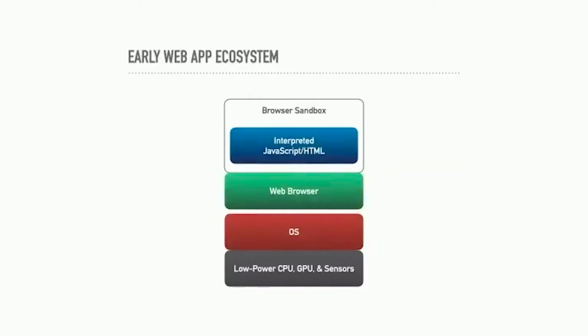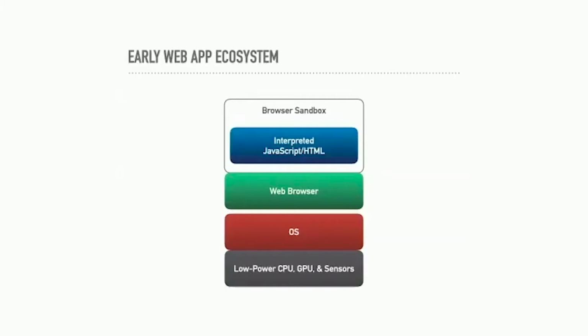When we first developed Lumina for the original iPhone, this is what the web-based ecosystem looked like. You had your low-power CPU, you had your OS, and then you had a web browser running on top of the OS and a browser sandbox where interpreted JavaScript and HTML was isolated and protected for security reasons, but it also prohibited you from creating any interesting or fun or unique app experiences. So yeah, web apps at the time kind of sucked.